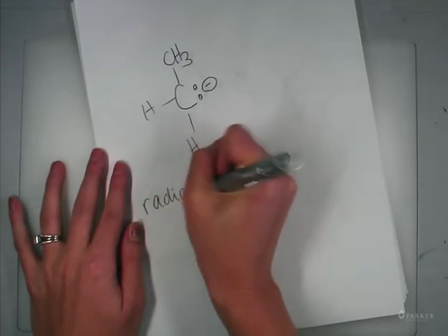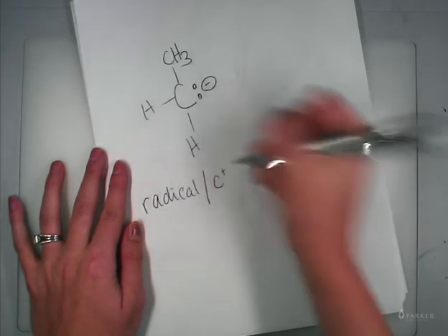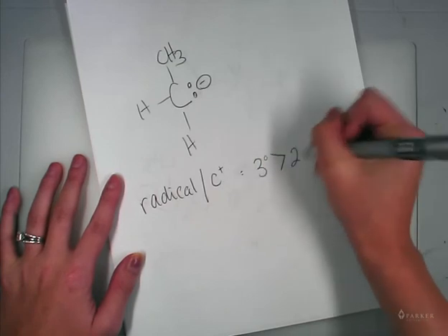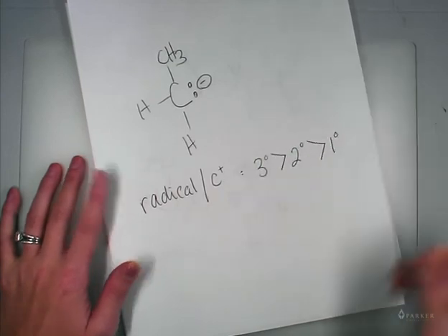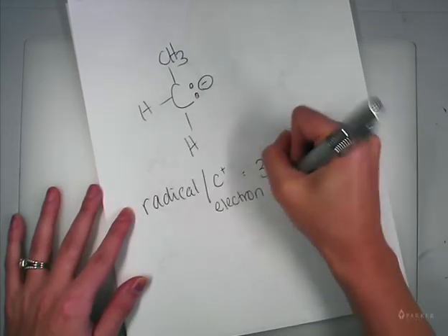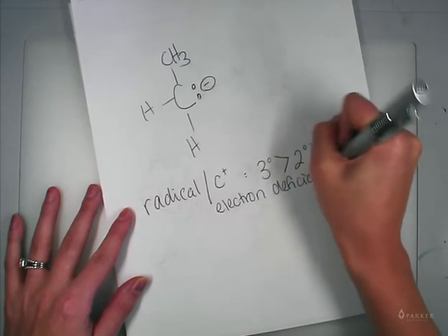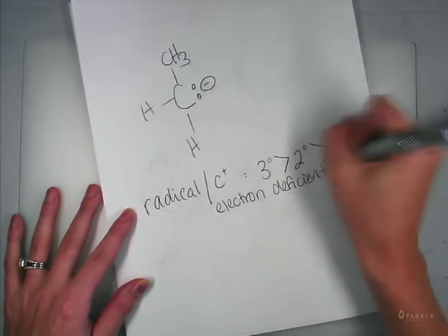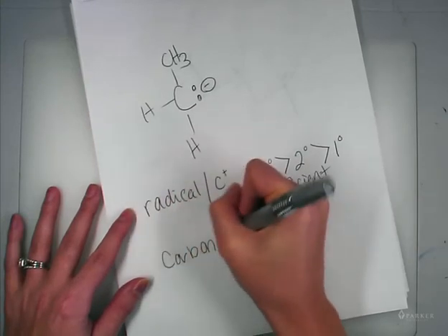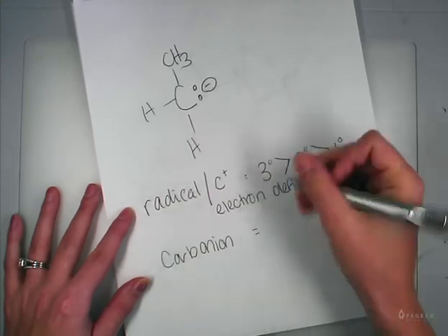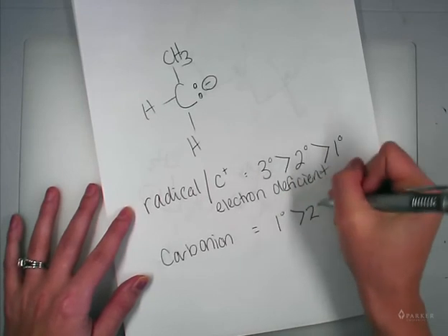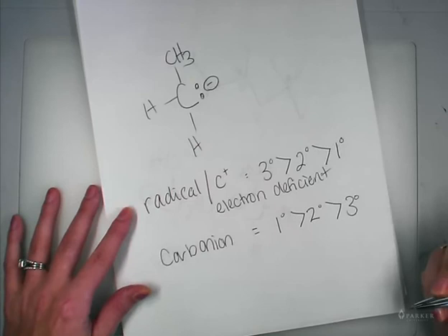So for radical, and then I'm going to abbreviate it C+, meaning carbocation, our trend is tertiary is the best, then secondary, then primary. And the reason is because these are electron deficient. Okay? Now, if I have a carbanion, what's the trend here? Which one's the best? Primary, then secondary, then tertiary.